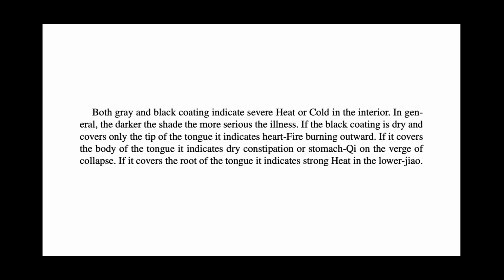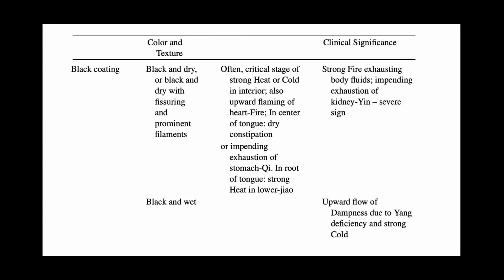Both gray and black coating indicate severe heat or cold in the interior. In general, the darker the shade, the more serious the illness. If the black coating is dry and covers only the tip of the tongue, it indicates high fire burning outward. If it covers the body of the tongue, it indicates dry constipation or stomach qi on the verge of collapse. If it covers the root of the tongue, it indicates strong heat in the lower jiao.